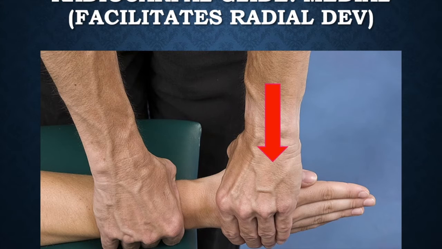For medial and lateral glides of the radiocarpal joint, these can be used to facilitate radial and ulnar deviation respectively. These aren't quite as common as a clinical technique. However, things like ulnar deviation are important for gripping type tasks. Right? When we grip with our fingers, we tend to extend our wrist and ulnarly deviate. And so this could be an important component of a functional activity.